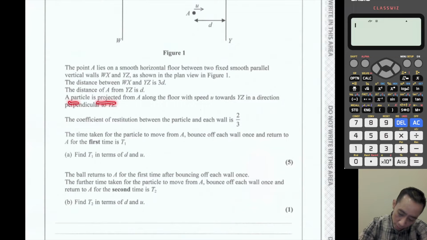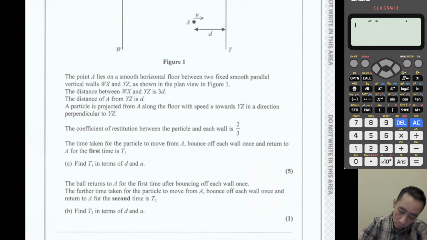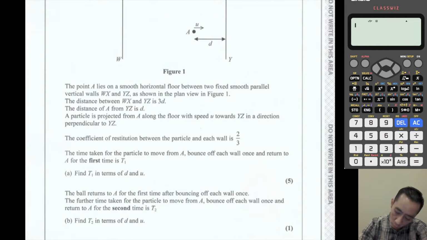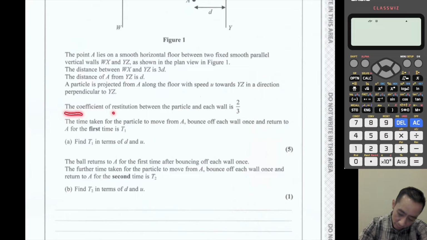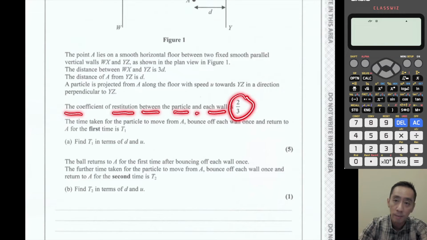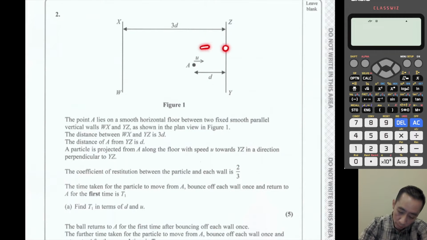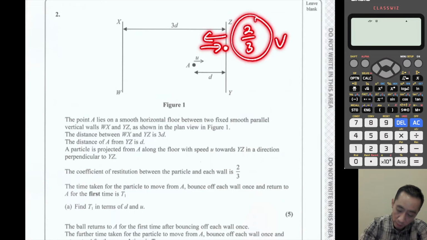The particle is projected from point A along the floor with speed u. So from here, we project u towards YZ, perpendicular to YZ. The coefficient of restitution between the particle and each wall is 2 over 3. So this means when the particle hits the wall and rebounds back, the speed is 2 over 3 of the initial speed.